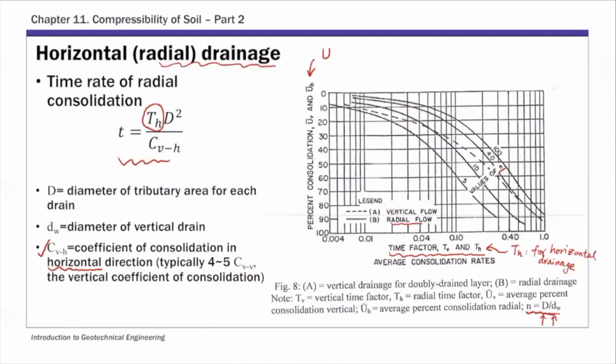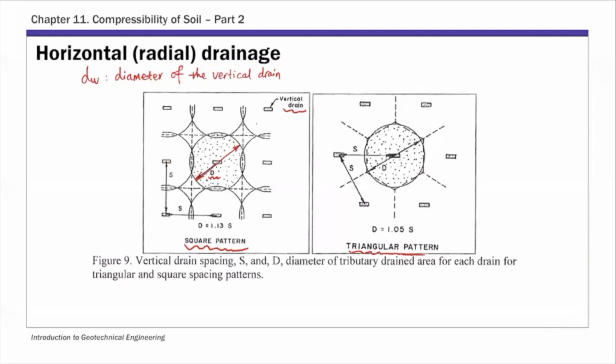So let me go back here. And this D, capital D, for square pattern is 1.13 times S, which is the spacing between the vertical drains. And for triangular pattern, this capital D is 1.05 times S. So that's for two common types of patterns for vertical drains. So with all this information, then we can finish that extra example.